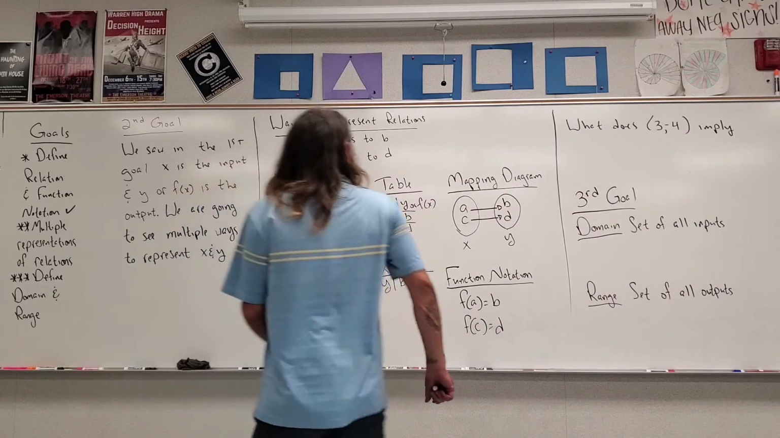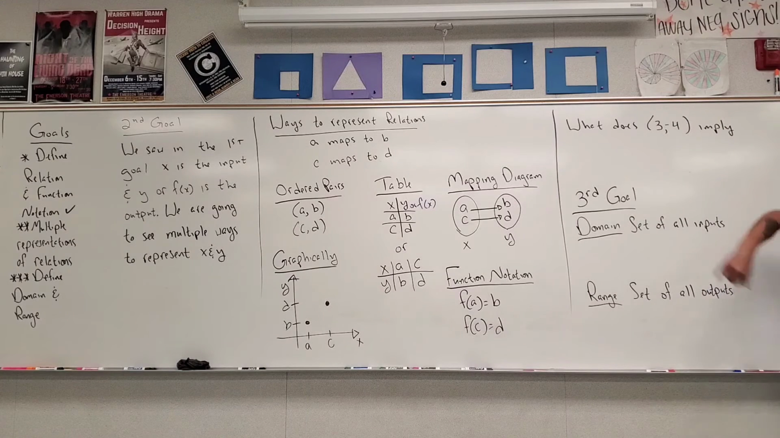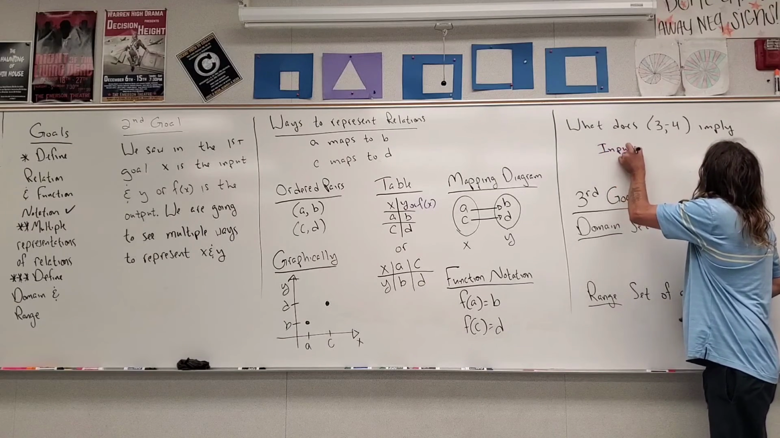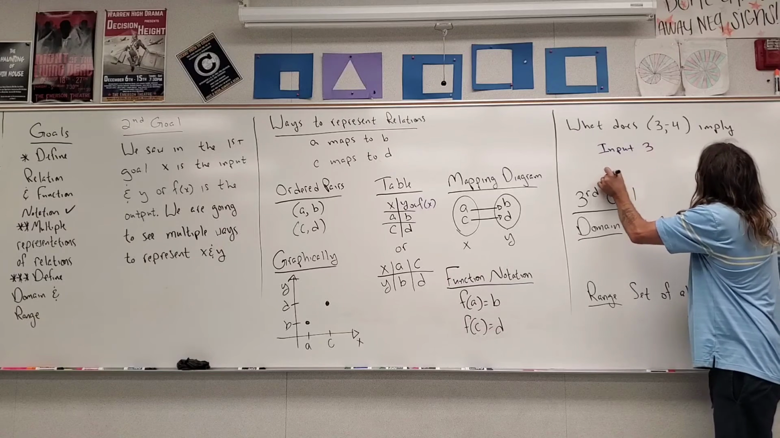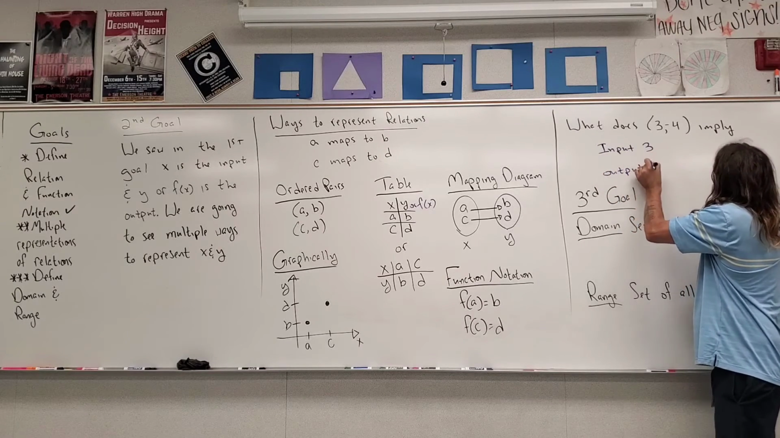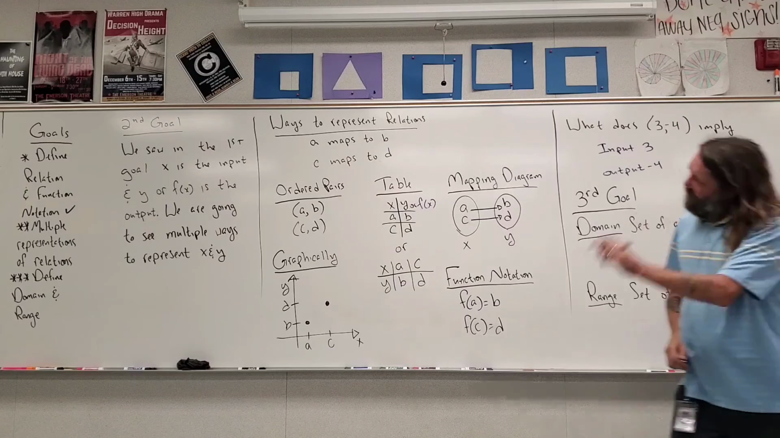Oh, one more thing. What does 3, -4 imply? It implies we plug in 3 and got back -4, right? Input 3, output -4. Now, do I know how I got to that? No. But I know that if I plug in 3, I get -4. That's all that I know. All right, so now let me check off that second goal.